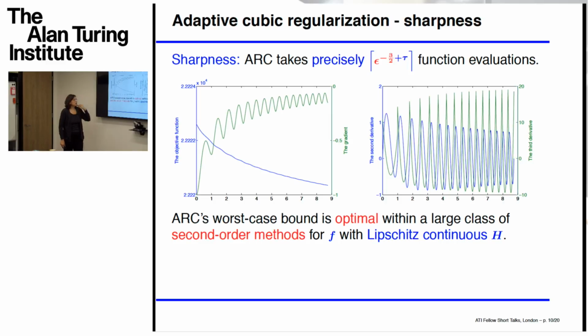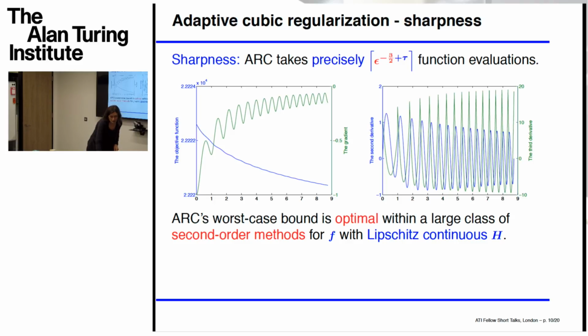But we were able to go further than this and to say that, in fact, there is no better method in terms of worst-case complexity than this kind of cubic regularization idea for non-convex optimization when you have second derivatives. So for Newton-type methods, there is no better Newton-type method than this from a complexity point of view. So this is an optimality result, really.